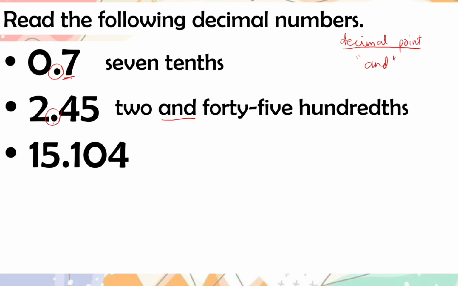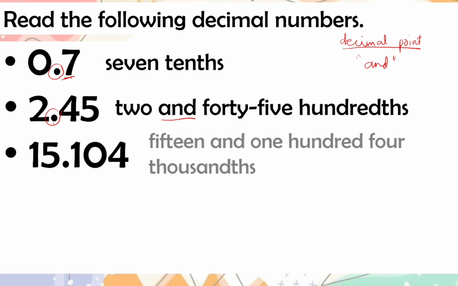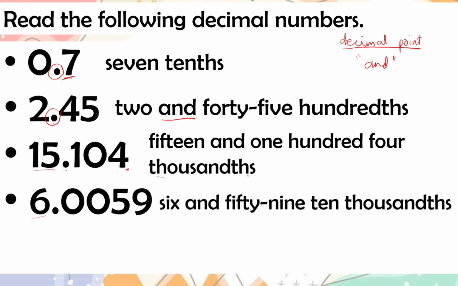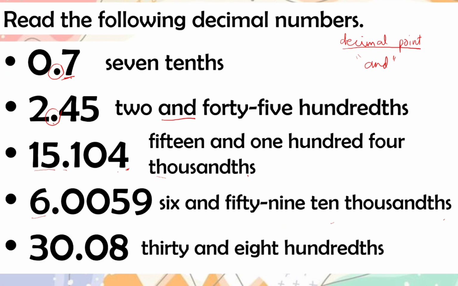15.104. So, paano siya basahin in proper way? So, that is 15 and 104 thousandths. So, kung ano yung last digit ng decimal point, dun tayo magbabase ng place value niya. So, ito ay binabasa as 15 and 104 thousandths. Next is we have 6 and 59 ten thousandths. So again, ito ay binabasa as 6 and 59 ten thousandths. Last, we have 30 and 8 hundredths.